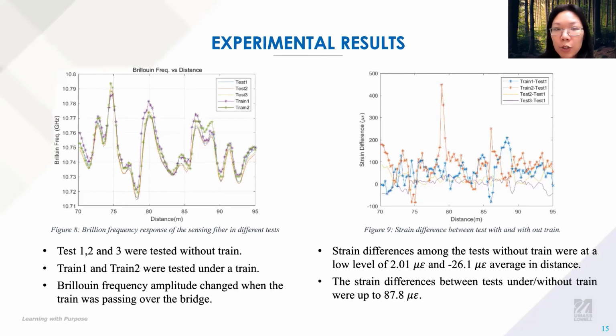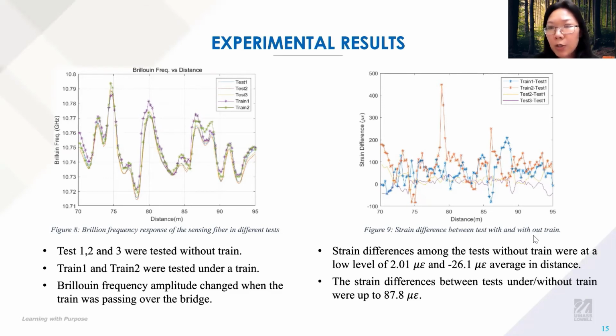Because this bridge is a functional bridge, we could not conduct a static loading test on it. But this bridge actually is a railway bridge, so there was a train passing by every day. So what we did is to monitor the strain distribution when there's no train, compared with the signal when the train is passing by. So you can see that this blue and orange color line shows the data when there's no train on it, and the purple and the green color shows when the train is passing by.